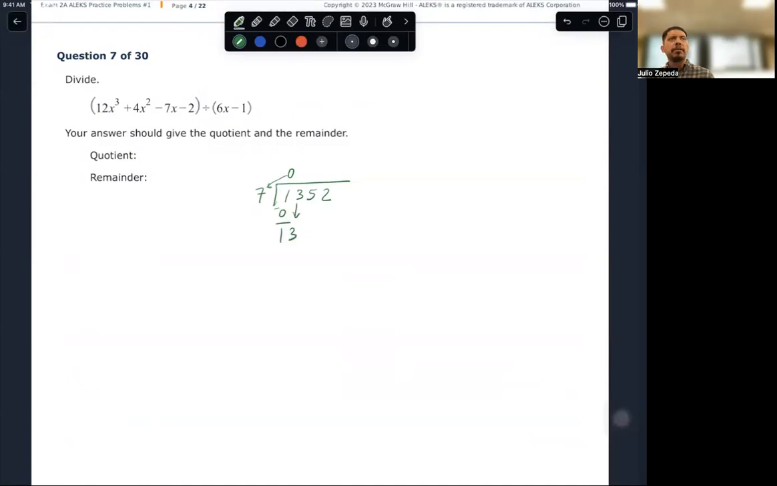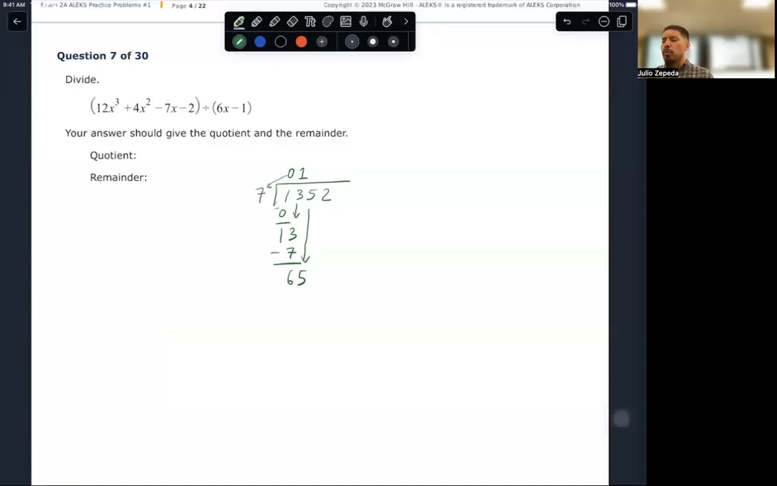How many times does 7 go into 13? There's one complete 7 in 13. 1 times 7, we multiply and we get 7. And then we subtract these two values, right? 13 minus 7 is 6. We bring down a 5.